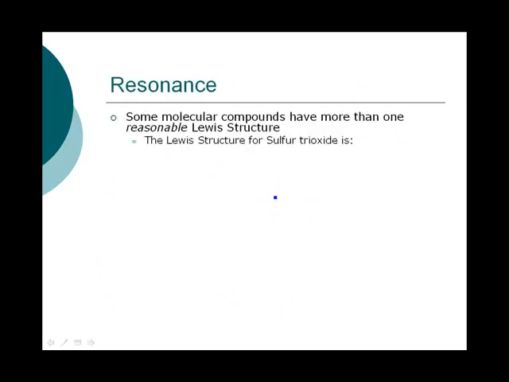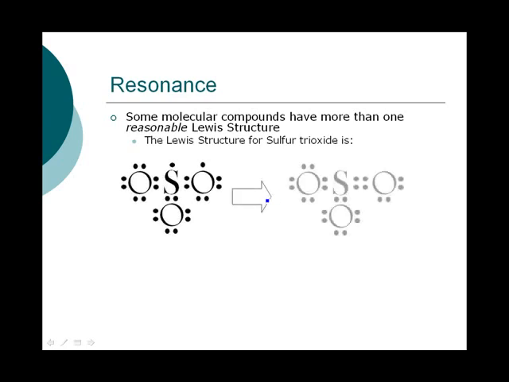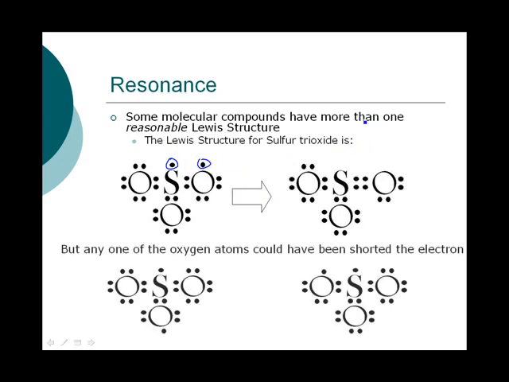So resonance. Some molecules have more than 1 reasonable Lewis structure. If we take a look at sulfur trioxide, sulfur trioxide will look something like this. It has these 2 electrons here that are lonely. They would end up being shared, and there's a sulfur trioxide. I have 1 double bond, but we could have chosen any one of those oxygens to have been deficient. So in our top picture, we chose this oxygen to be short an electron, but we could have just as easily been short on this oxygen or short on this oxygen, which would have changed the placement of our double bond.